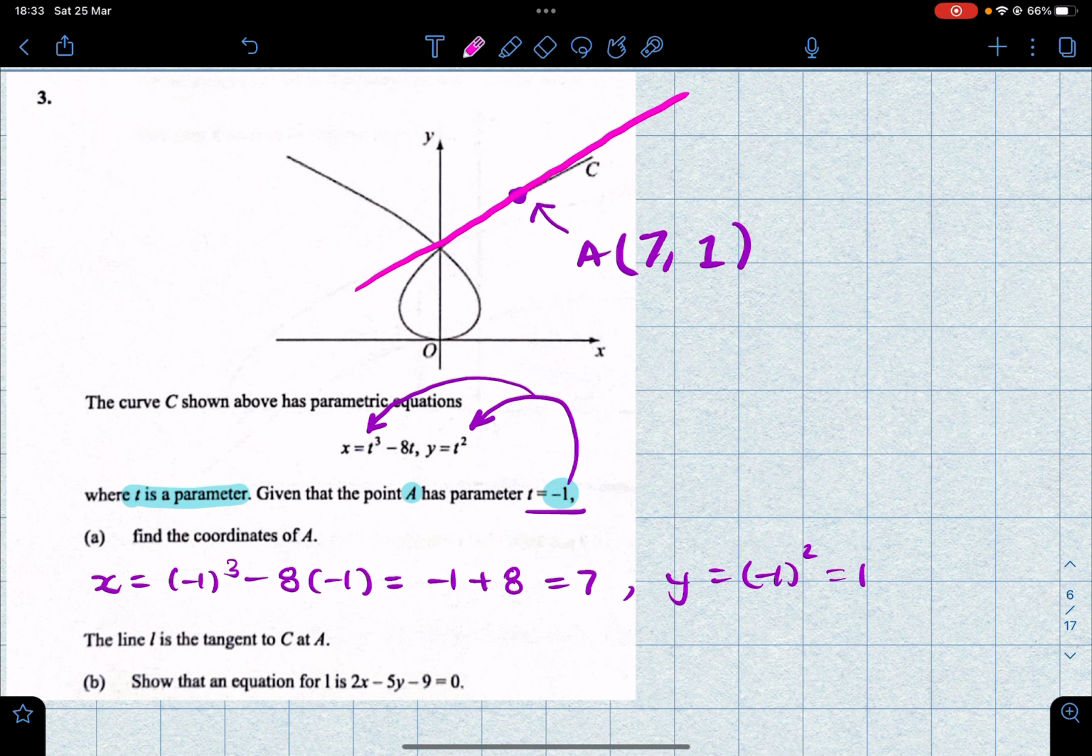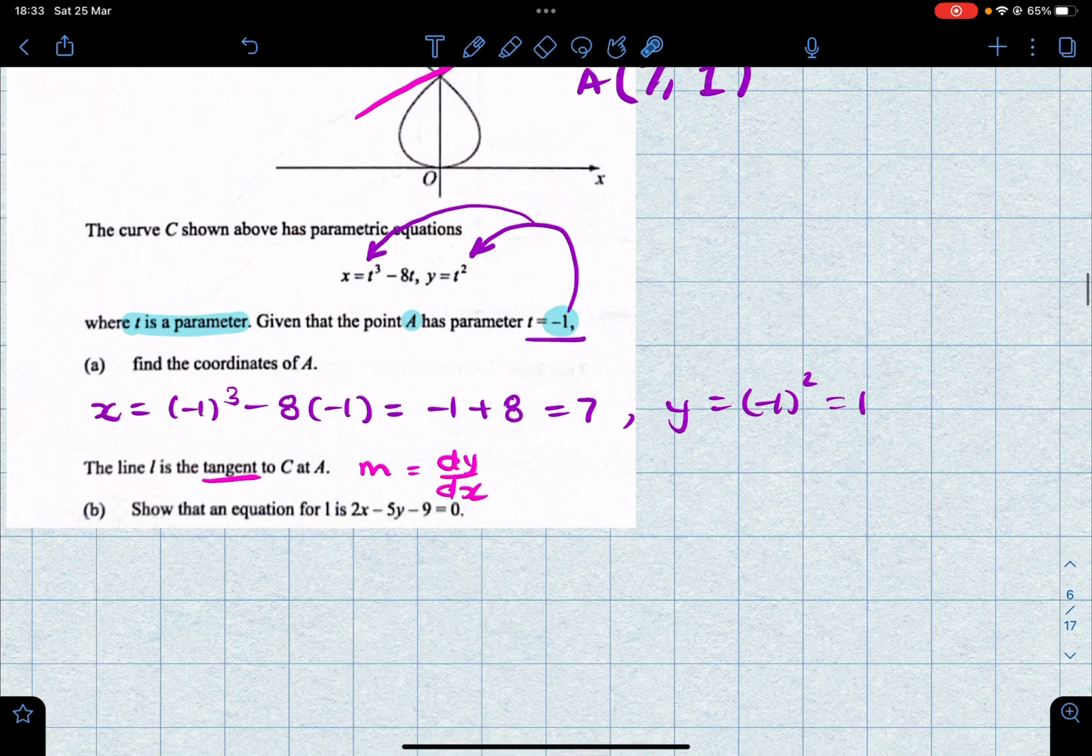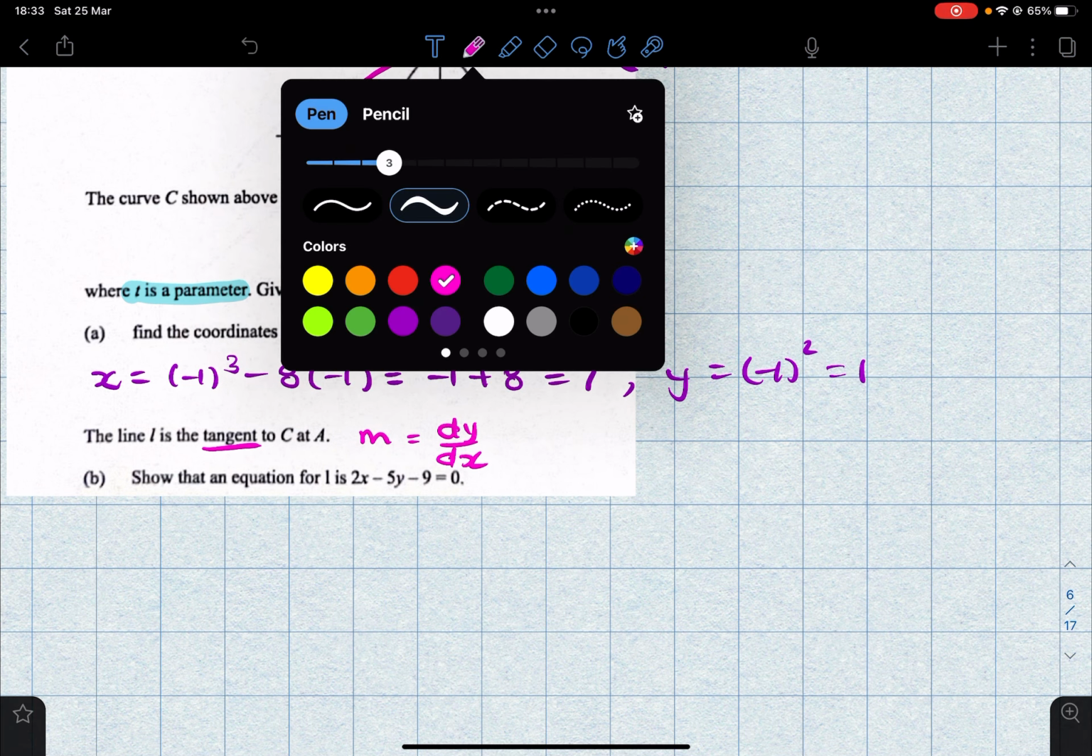that has the same gradient as dy by dx. So that's the key. When you see the word tangent, that means the gradient is equal to dy by dx at the point A. So we can find dy by dx using the chain rule. Because it's a parametric equation, we're going to have to use the chain rule.